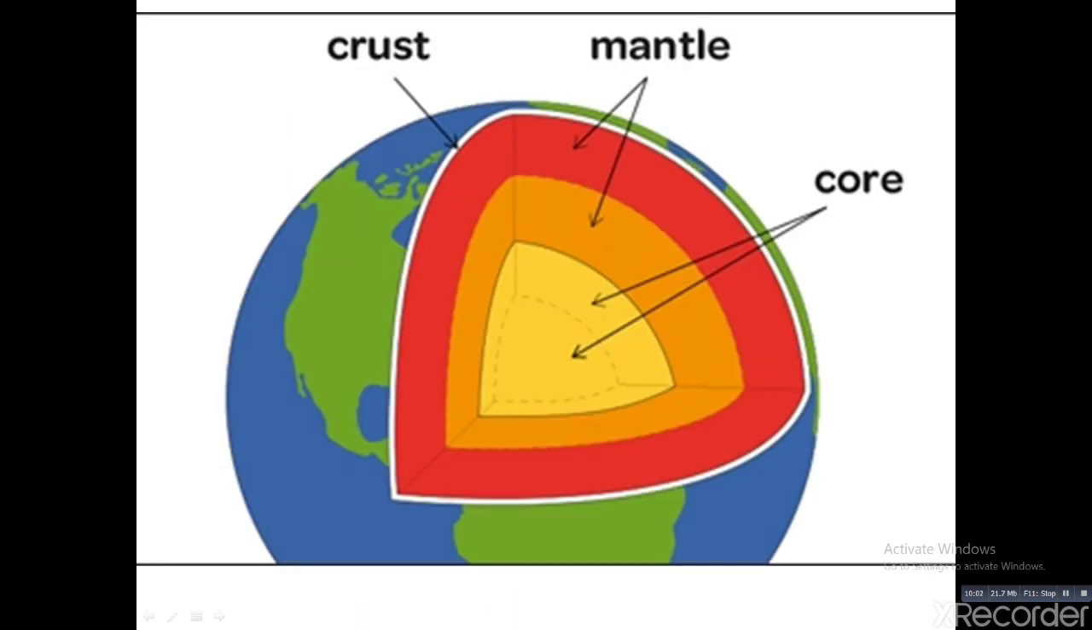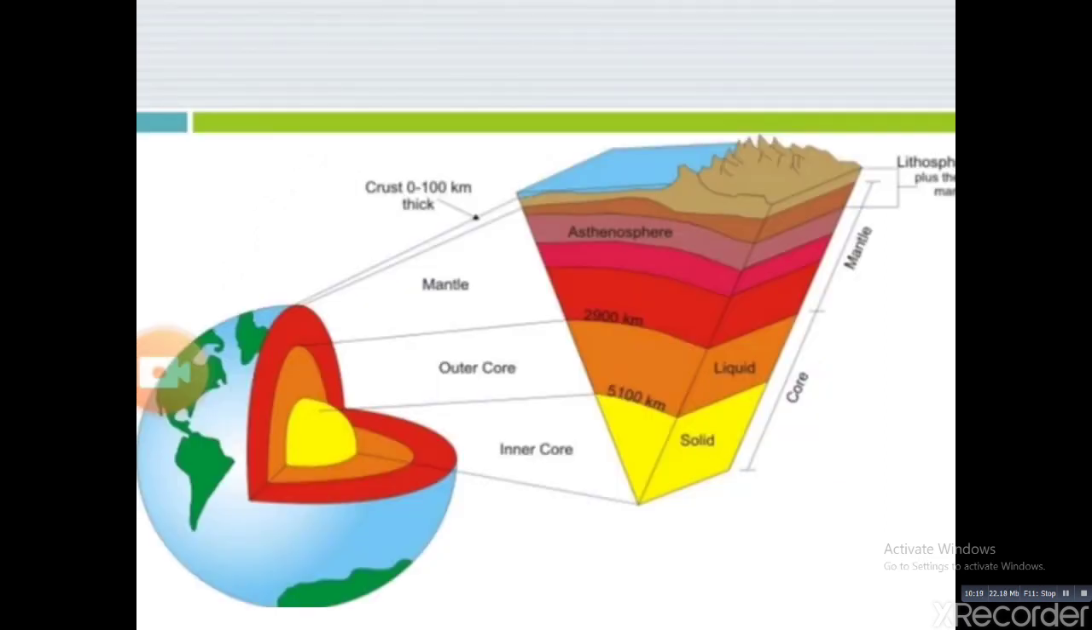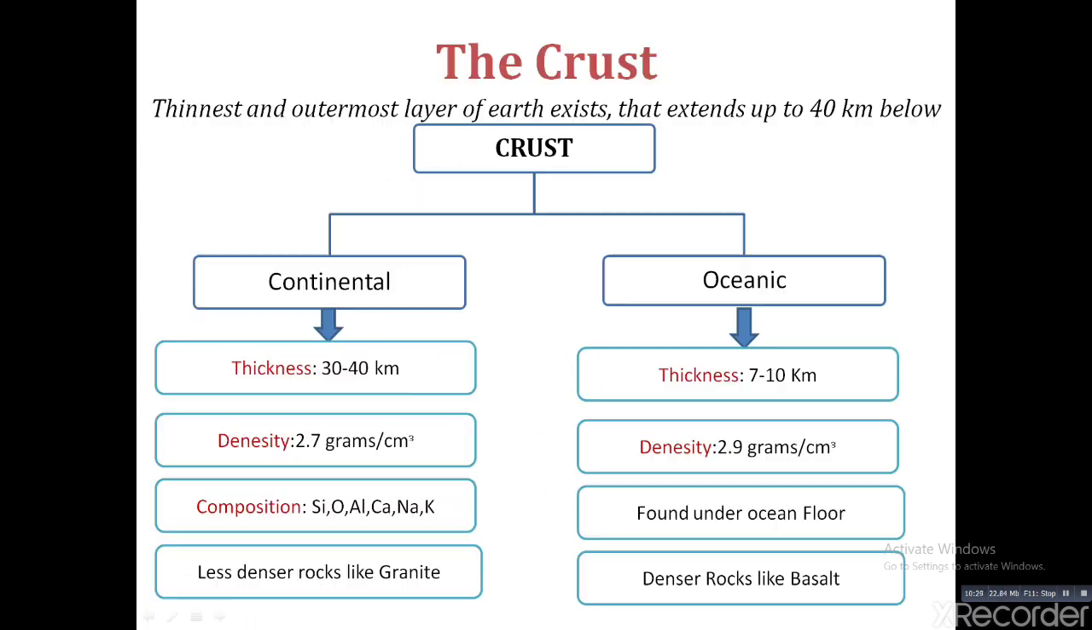In the next diagram, we will find the cross section of the interior of the Earth. Each layer is subdivided by two. Let us discuss one by one. The crust. This is the thinnest and the outermost layer of the Earth that extends up to 40 kilometers. Crust is further divided into two: the continental layer and the oceanic layer.